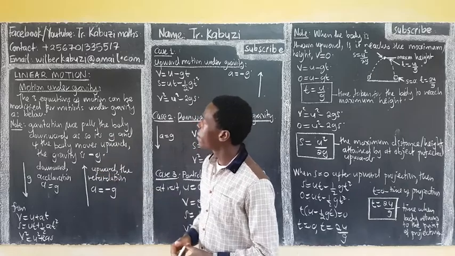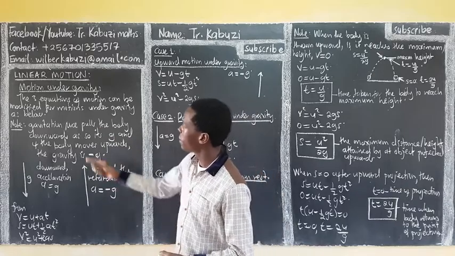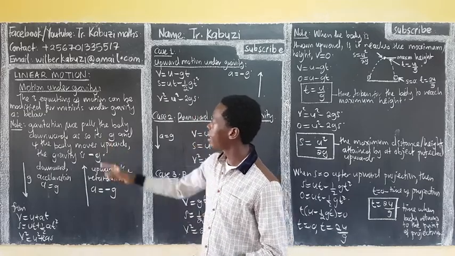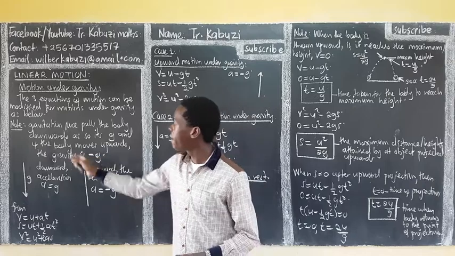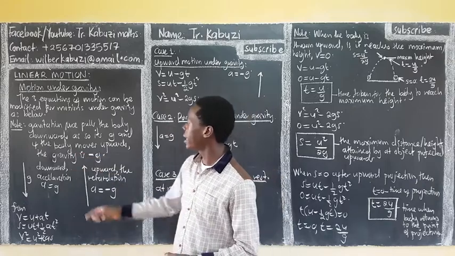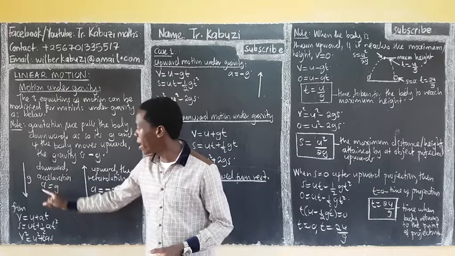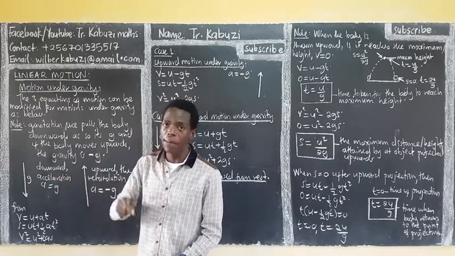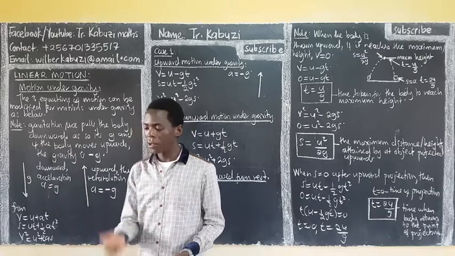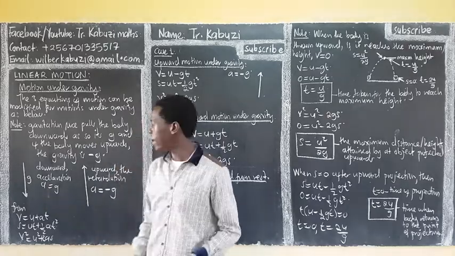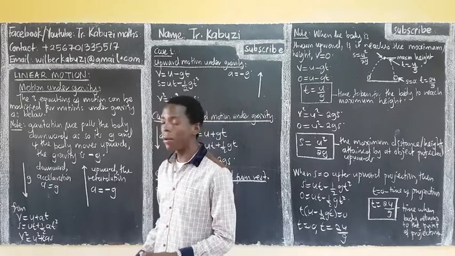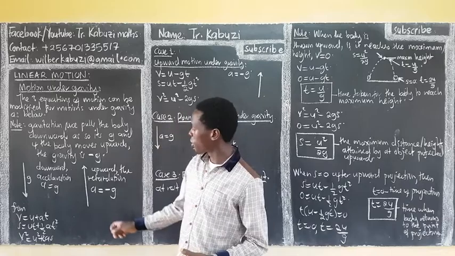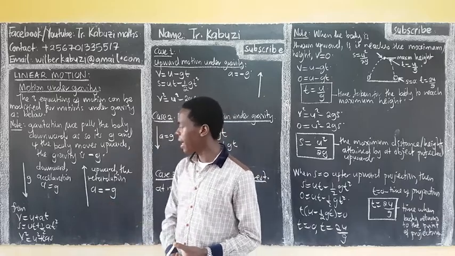The three equations can be modified for motion under gravity. Gravitational force pulls the body downwards, so it's g. And if the body moves upwards, then the acceleration is negative g. Downwards, because it's acting downwards, it's positive. So the acceleration driving that body downwards is going to be g. But when it's moving up, the acceleration is opposing gravity, and whenever there's an opposition, we give a negative sign.